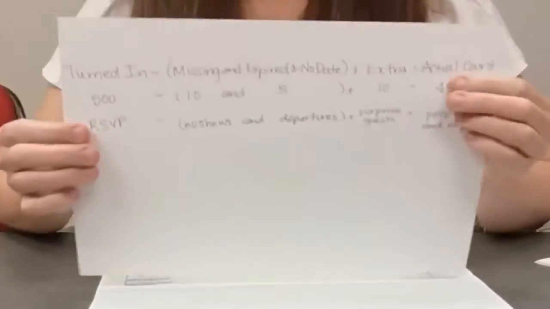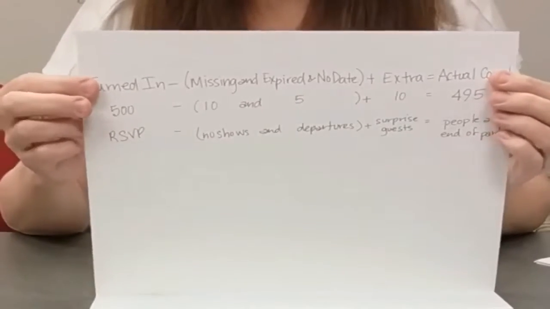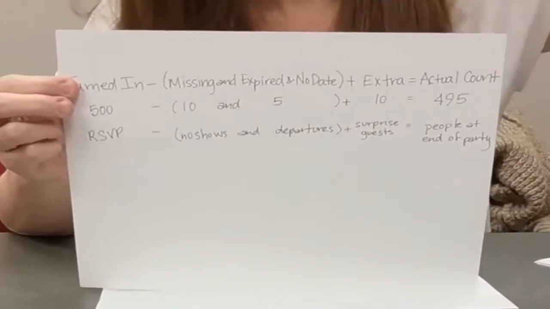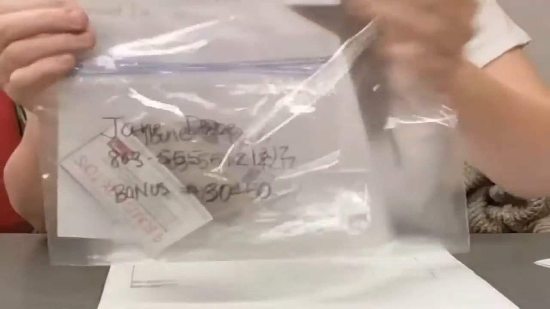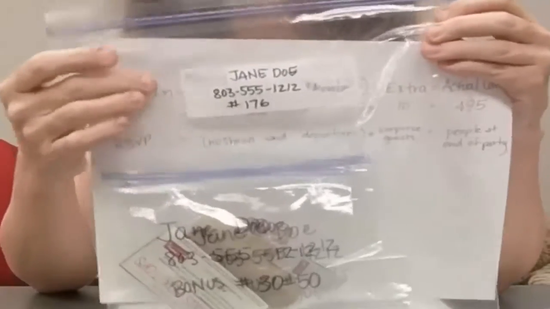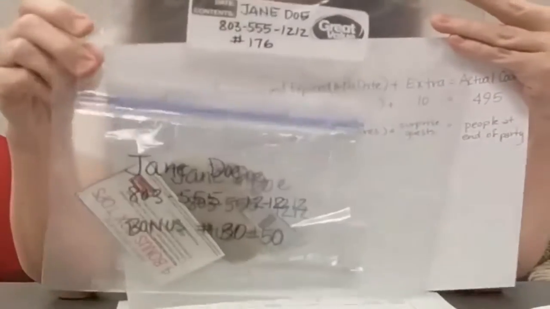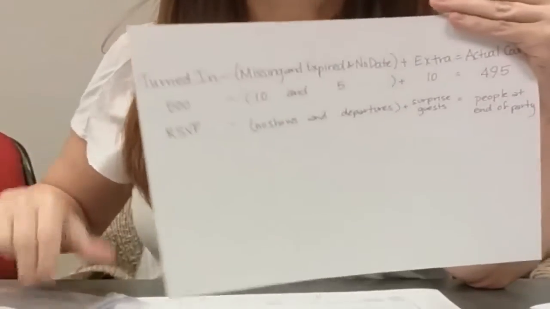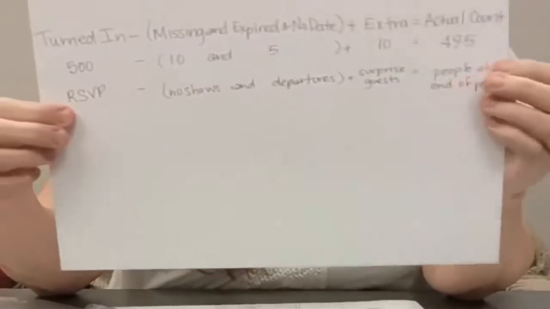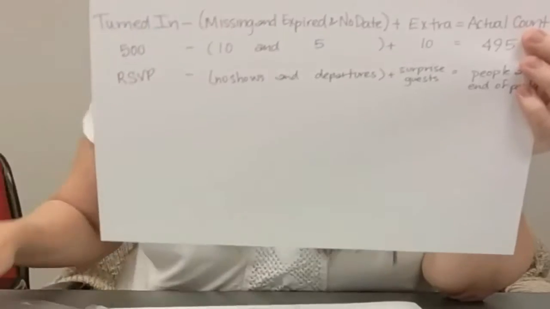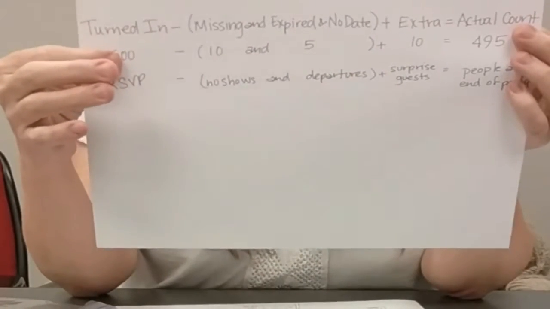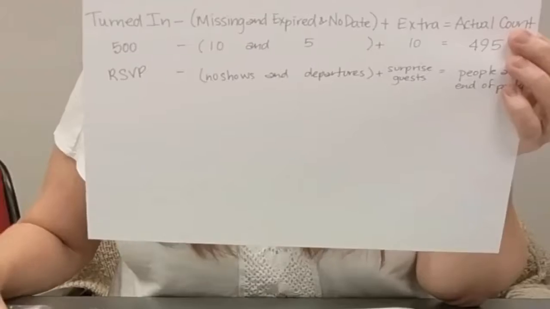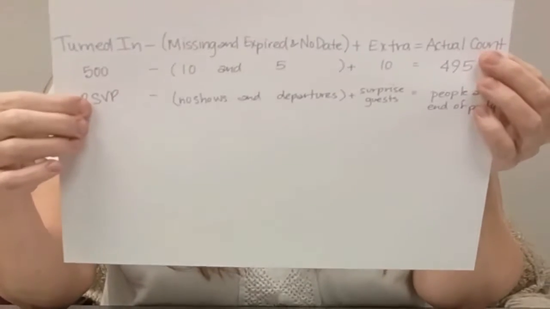The way I like to think of it is if you had a party, the number turned in is going to be the number that's on the bag. So this number right here, 176. They think that they have 176 box tops in here. That's how many people we invited to the party. We invited 176. In this case, we're going to use 500 for easy math. That's how many is on the outside. So that's how many we think we invited.